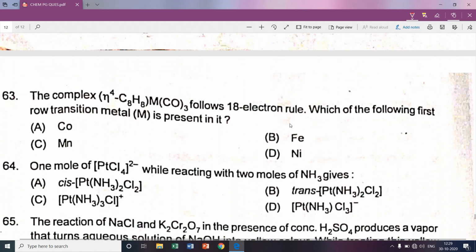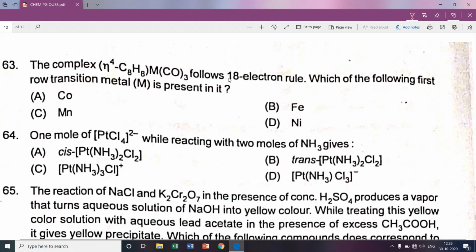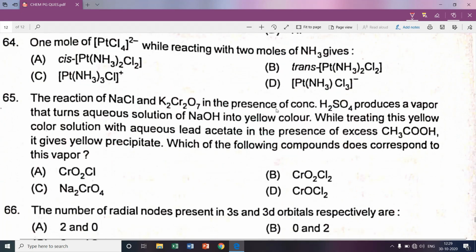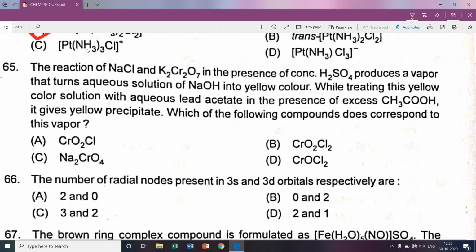Question 63. The complex this follows 18 electron rule. Which of the following first row transition metal is present in it? Your answer is option B, that is iron. 64. The 1 mole of this while reacting with 2 moles of ammonia gives? Option A is the right answer, and this is an example of trans effect mechanism.